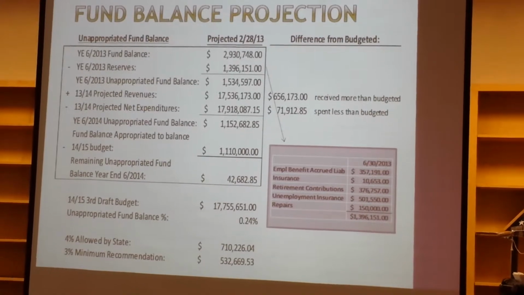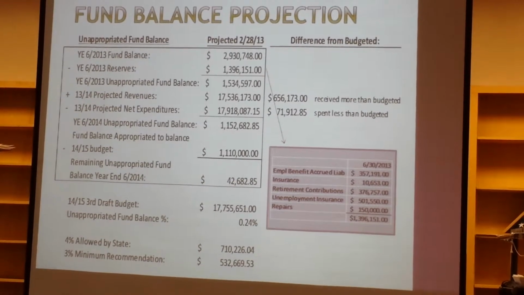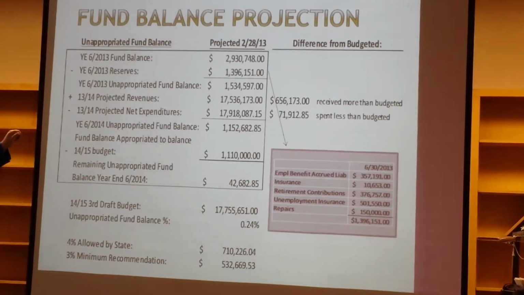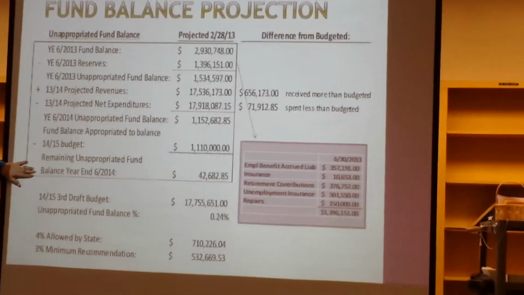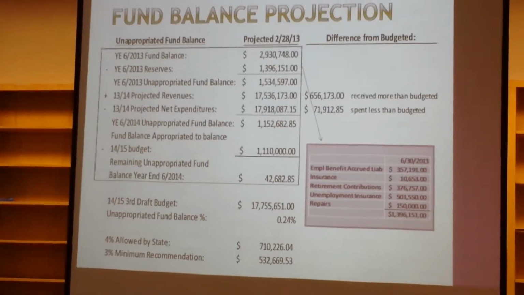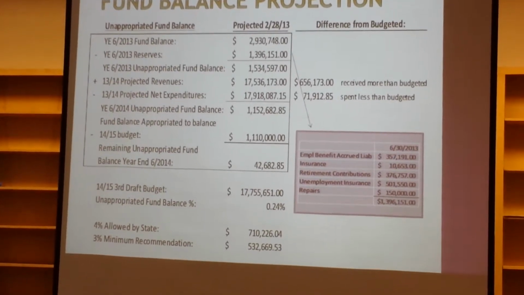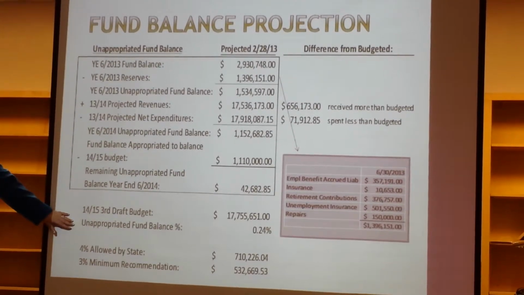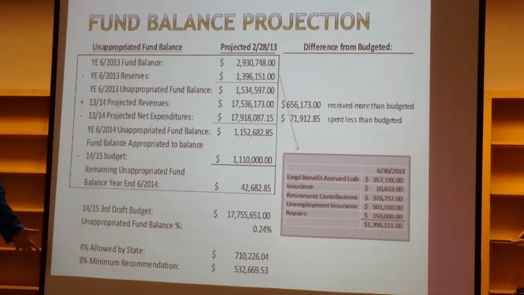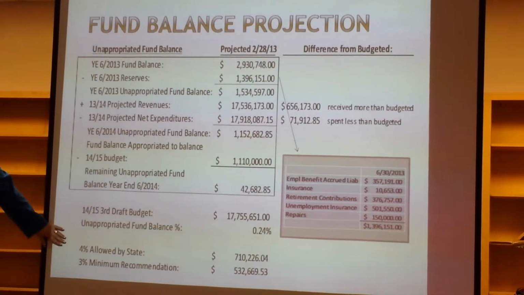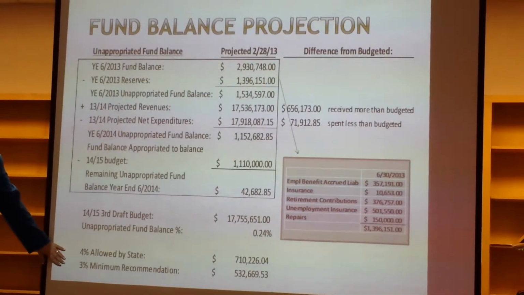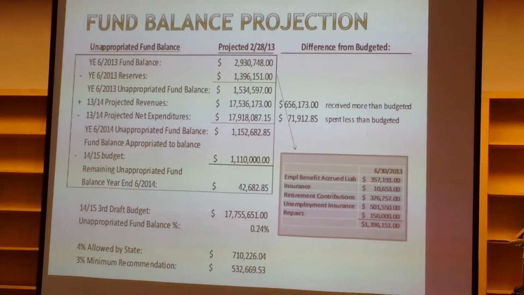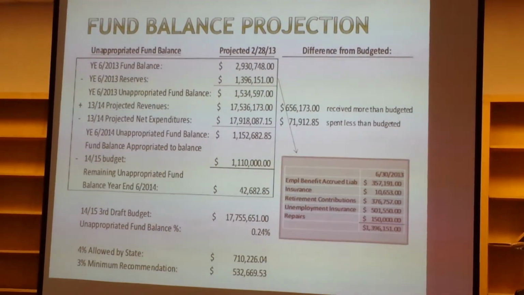We have already been talking in our budget about appropriating 1.1 million, which is the same number we've been using this year, and I believe we used it last year too, which would leave us at the end of this year with an unappropriated fund balance of 42,000, which is very, very low. It's 0.24%. So 4 is the goal. It's the maximum allowed by the state, and 3% is the minimum recommendation. And that minimum recommendation comes from our fiscal accountability reporting.